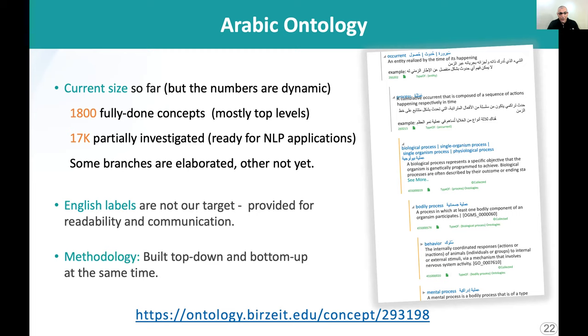So the methodology we followed to build this ontology is top down and bottom up at the same time. Maybe it's called middle out. I don't know, but we built first the top level concepts, which took us a long time. Then we identify concepts from the lexicons we have, link them with the top level, and keep revising and changing. Sometimes it requires a major change or rewrite until all is done. And this is the link to the ontology.